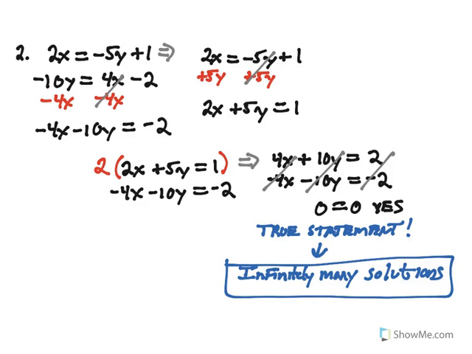Okay, so that's another possibility that you could see when solving a system of equations. You can either get no solutions or you can get infinitely many solutions. And then there is another possibility, which we'll do now.